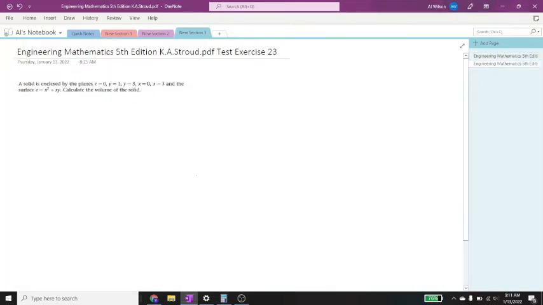Now, in the next one, we're looking at a volume. A solid is enclosed by the plane z equals 0, y equals 1, y equals 3, x equals 0, x equals 3, and the surface z equals x squared plus xy, and we're calculating the volume of the solid. Let's just go straight into the formula that we're going to make use of.